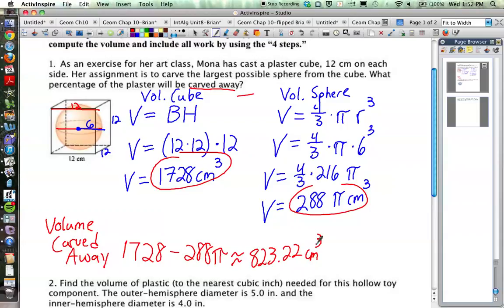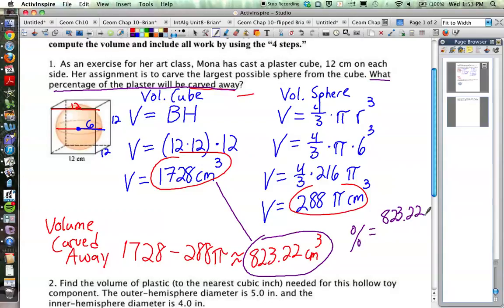Then our next question is, what percentage of the plaster will be carved away? Because that's really what our final answer is going to be. Now, percentage of the plaster carved away means we're going to take that amount that is being carved away out of the original cube that we're carving. So out of the 1,728 up here, the percentage will be 823.22 divided by 1,728.